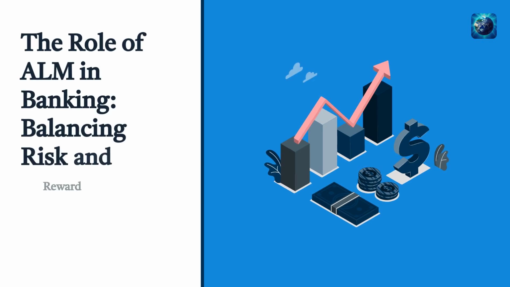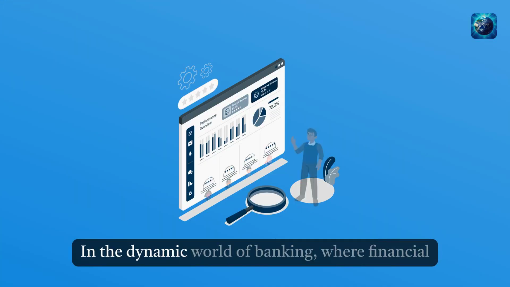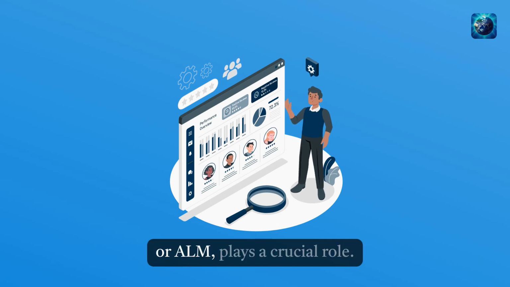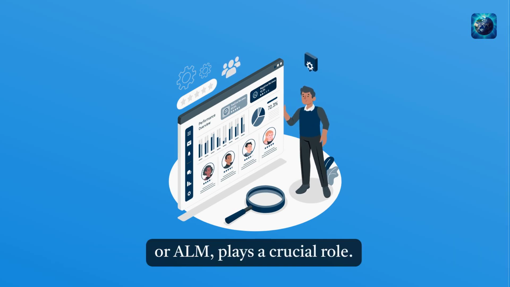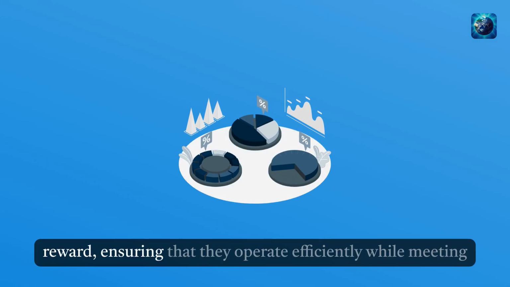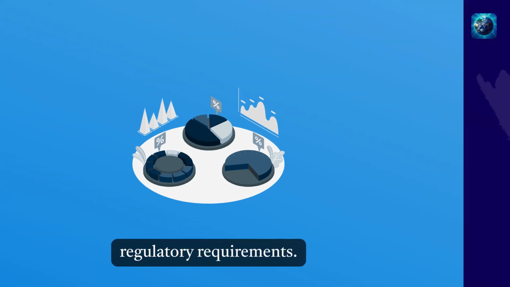The role of ALM in banking: balancing risk and reward. In the dynamic world of banking, where financial landscapes constantly shift, asset and liability management, or ALM, plays a crucial role. ALM helps banks to effectively balance risk and reward, ensuring that they operate efficiently while meeting regulatory requirements.